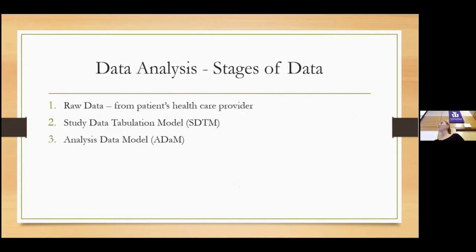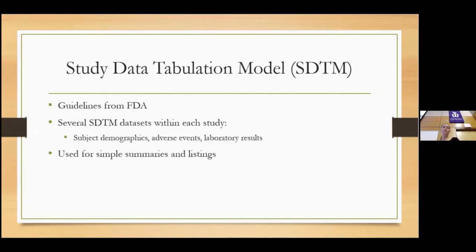So next we'll just talk about the stages of the data. First you have the raw data, which comes from the patient's healthcare provider. They just enter it in an electronic database. And then next is the study data tabulation model, or the SDTM. And finally, you have the analysis data model, or the ADaM data sets.